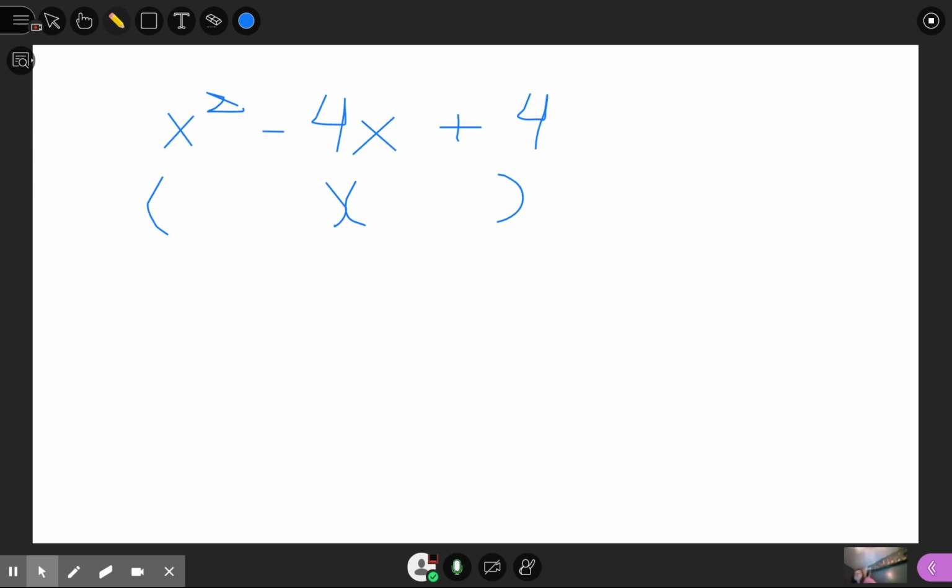So the first thing you want to ask yourself is, what times what is x squared? Well, that would be x times x. Then ask yourself, what times what is 4? Well, you could either do 2 times 2. You could do negative 2 times negative 2. You could do 1 times 4. You could do negative 1 times negative 4.